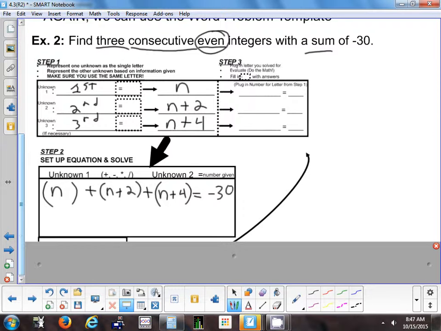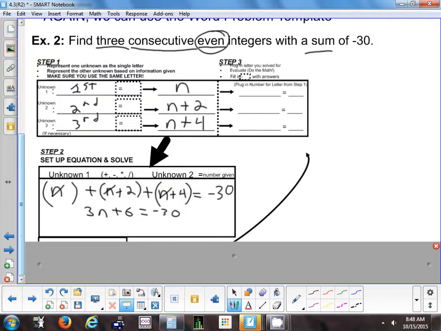Combine our like terms. Alex, what's n plus n plus n? 3n. Good, 3n. So we got those. What's 2 plus 4? Yeah, Kaden? 6. And that still equals negative 30.